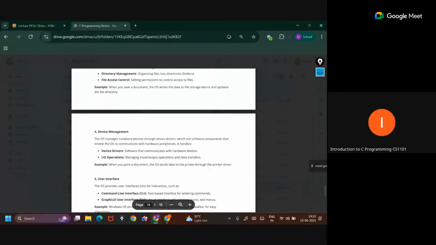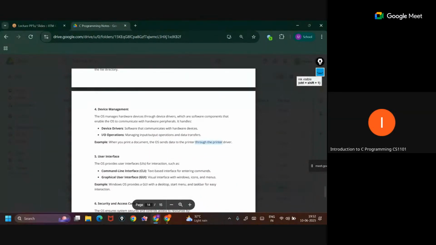And next is device management. Device management includes the device drivers and the input output operations. Input output operations are, for example, if I have to display something or get input, that comes here. And device drivers communicate with the hardware devices.